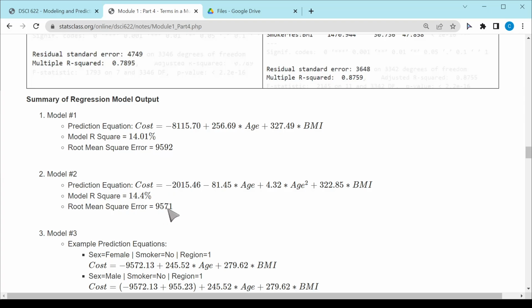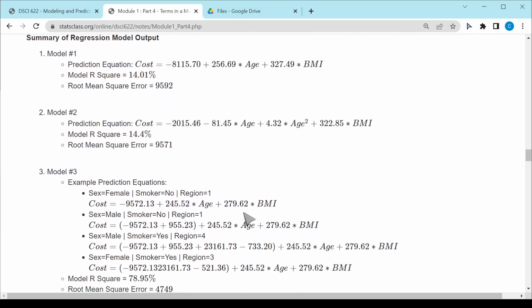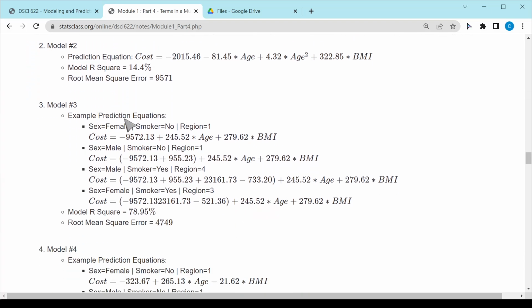My root mean square error didn't drop very much, so including that squared term really didn't do much for me. However, when I went to including the categorical predictors, the sex, smoking, and region, I went from about 14% on my R-squared up to about 79%. My root mean square error dropped a lot as well, from about 9,600 down to 4,700.